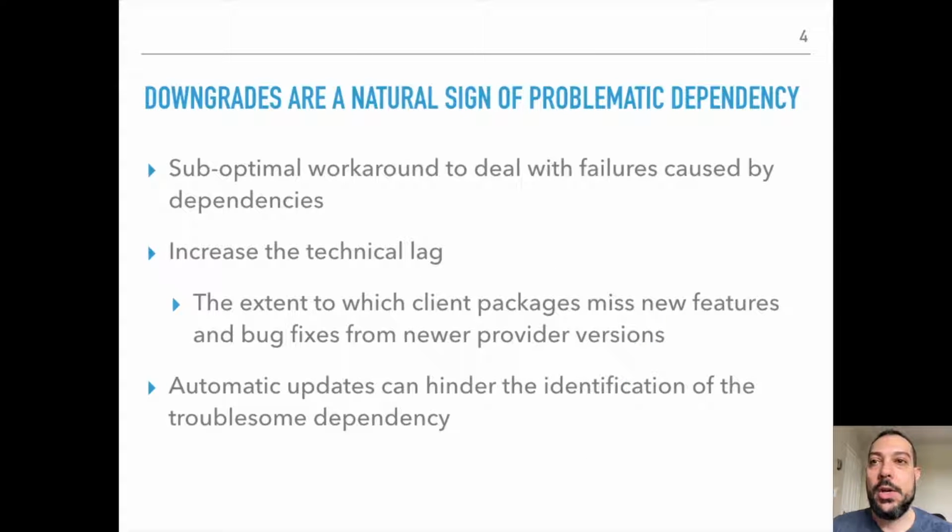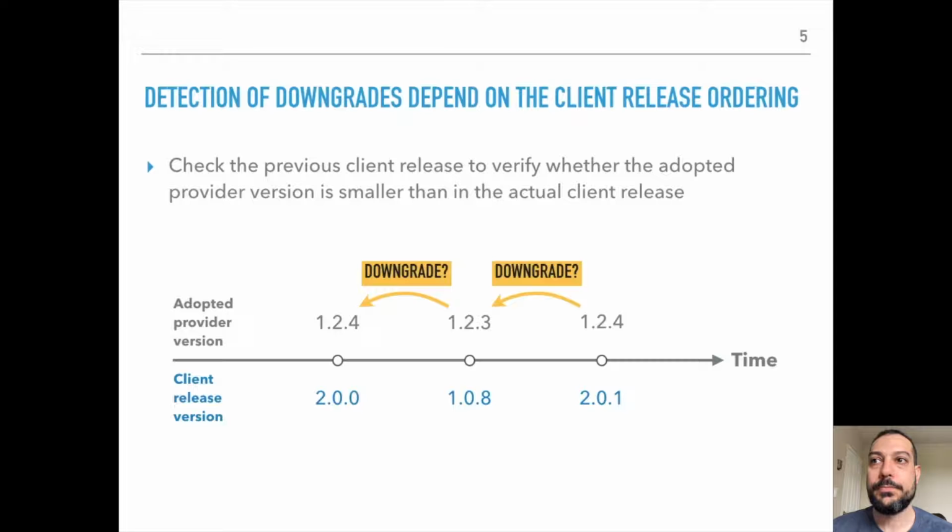In this paper, we study the phenomenon of downgrades. A downgrade is a fast workaround to fix issues that appear after a dependency is updated by a client package. A downgrade cancels the effect of an update. It makes client packages lag behind the newest features and bug fixes from the latest provider version.